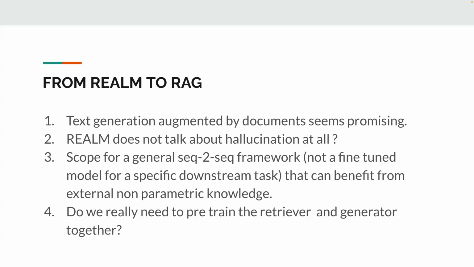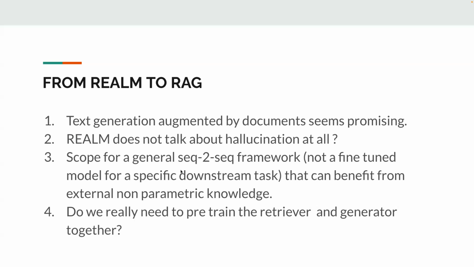So first thing is text generation by document seems promising, needs to be explored more, amazing. But REALM does not talk about hallucinations at all. And whenever we talk about RAG models, especially in today's context, we always say that RAGs can help alleviate hallucination. We will now see that the actual RAG paper also did not do anything about hallucinations. They just mentioned it in passing, that we qualitatively find that generations are not as prone to hallucination, but there was no quantitative analysis. But anyway, at least the RAG paper mentions the word hallucination thrice. The REALM paper does not mention hallucination.